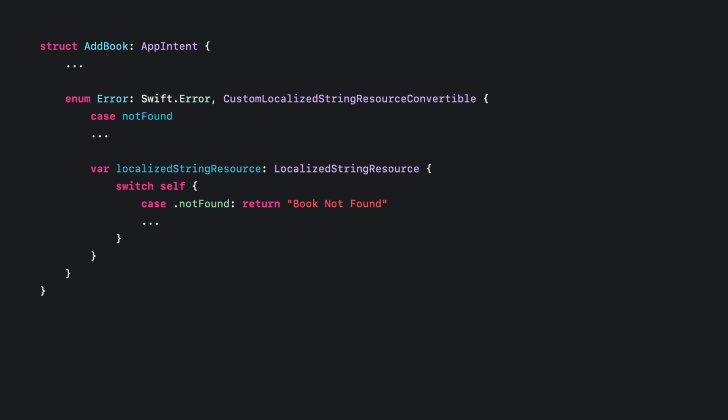To localize this error, I conform my error type to the custom localized string resource convertible protocol. I'll return a localized string key from this property and add the key to my strings files. This add book intent is incredibly useful as is with Siri, widgets, and more.